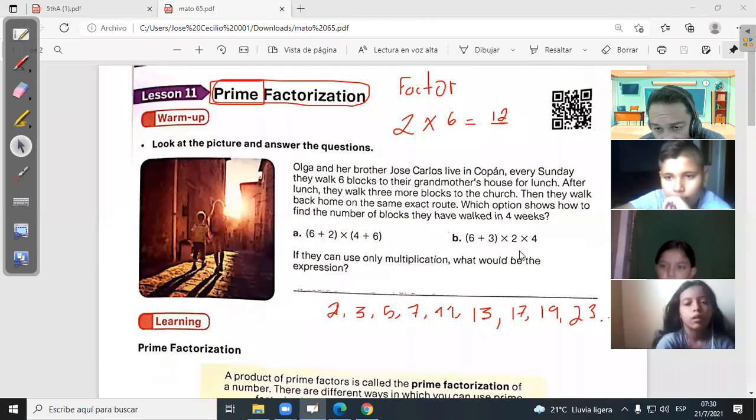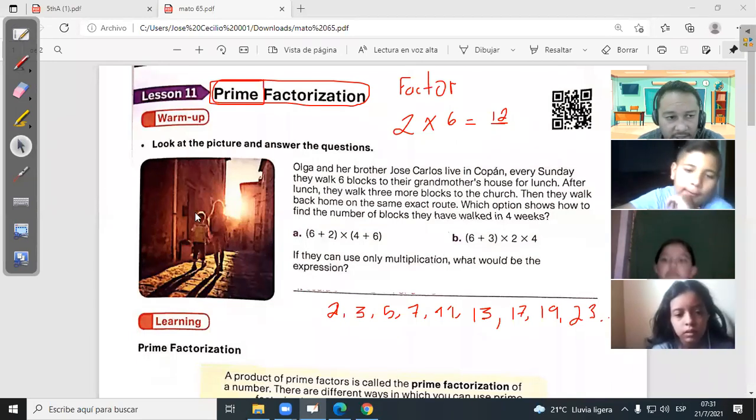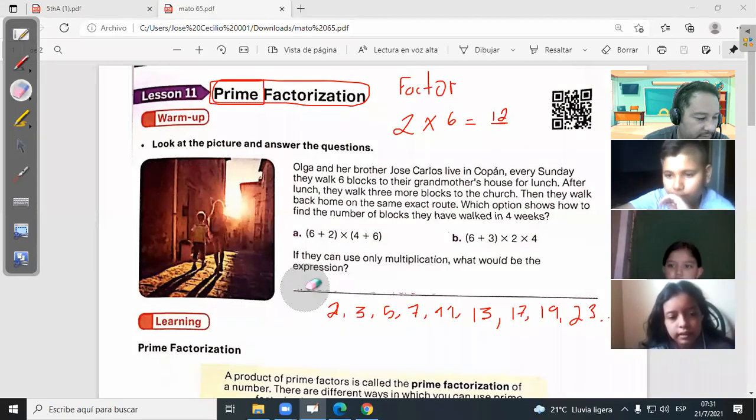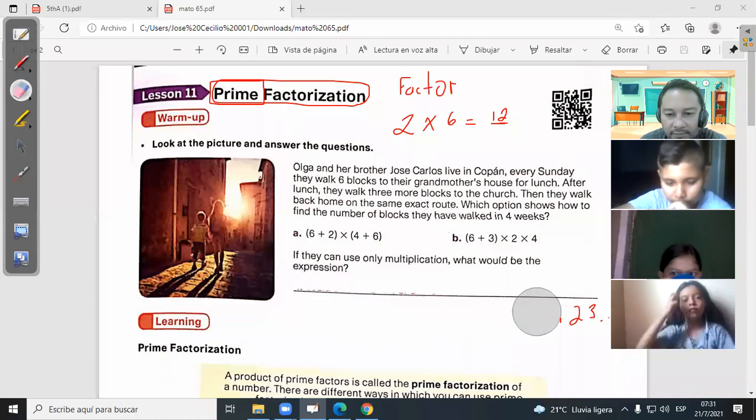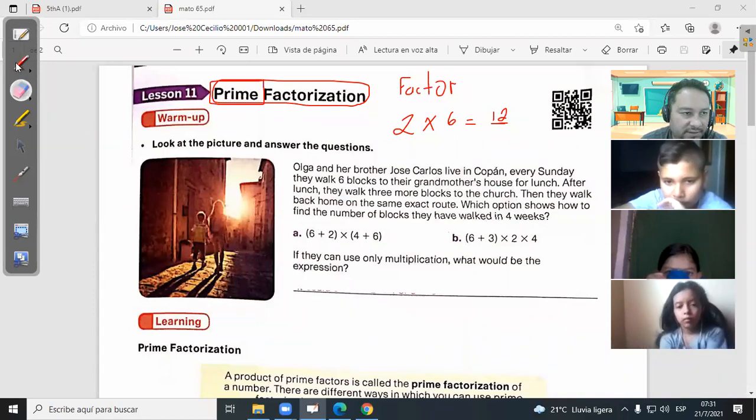So, clear? Yes. Okay. Now, I want you to see this exercise, and then we are going to see what a factorization is.